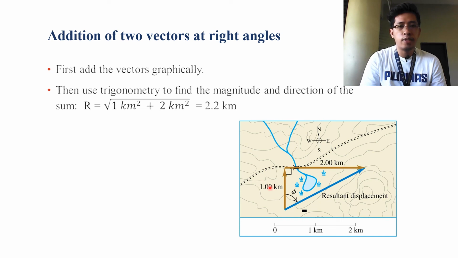which we can find from the square root of the sum of the squares of the magnitudes. So the resultant vector R is just 1 kilometer squared plus 2 kilometers squared, and then you get the square root, and you find your answer to be around 2.2 kilometers. So your skier from the starting point towards the end point is about 2.2 kilometers from the origin. So that is your addition of vectors using right angles.